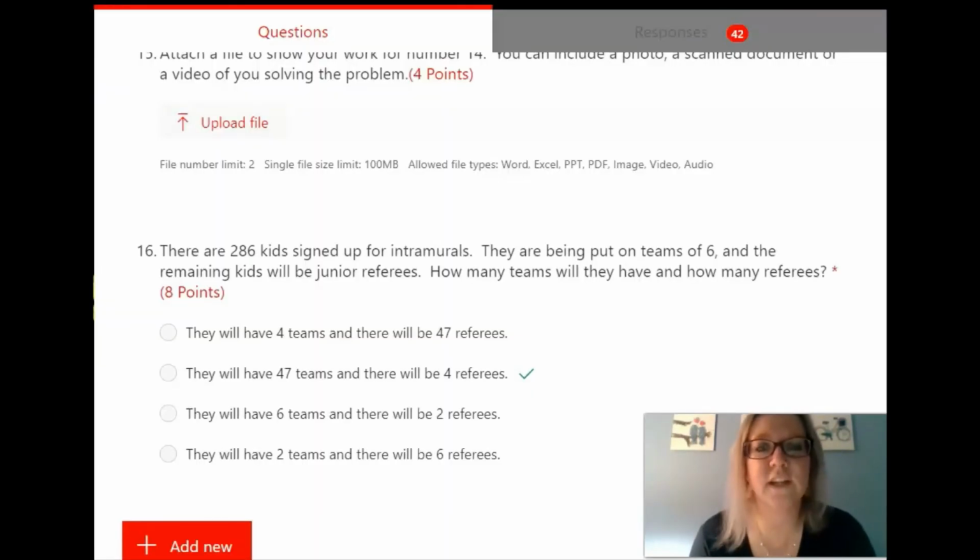And then for the last problem on the quiz, there are 286 kids signed up for intramurals. They are being put on teams of 6, and the remaining kids will be junior referees. How many teams will they have, and how many referees? So first of all, if they're being put on teams of 6, and we want to know how many teams there are, that involves division. So we'll divide 286 by 6.